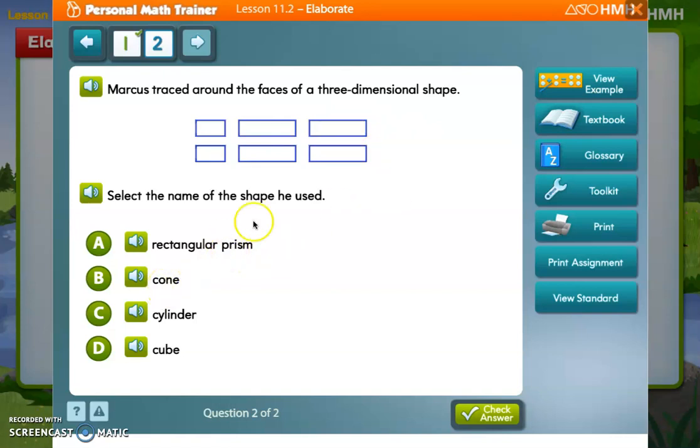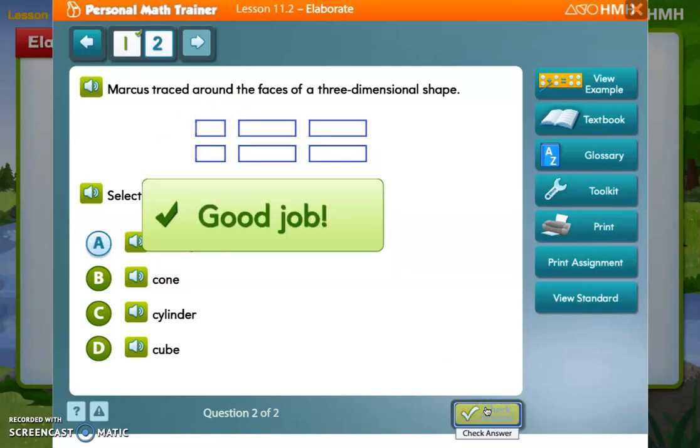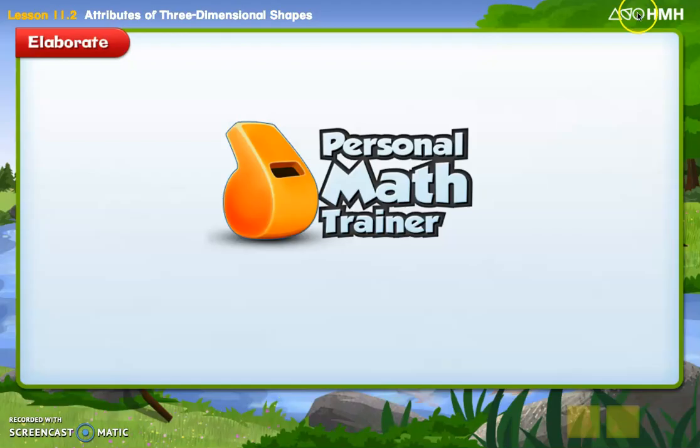It's not a cone, because a cone would only have one circular face. It wouldn't be a cylinder, because a cylinder would have 2 circular faces, and it wouldn't be a cube, because a cube, we know, has 6 square faces. So we can do process of elimination here. We know it's not a cone, we know it's not a cylinder, we know it's not a cube, so therefore it's a rectangular prism, and we know that too because we see rectangular faces. Good job! Okay? All right.